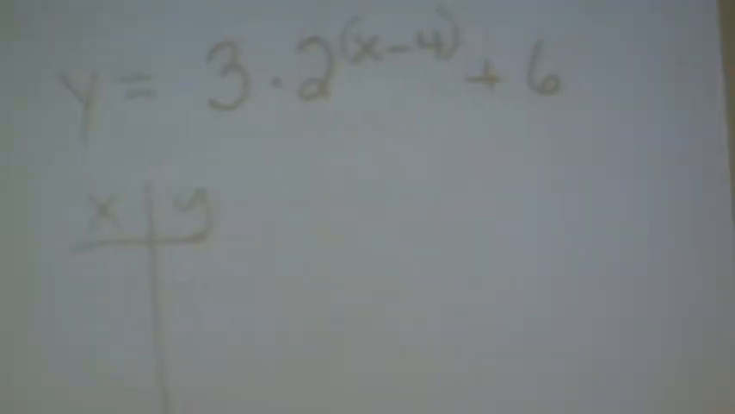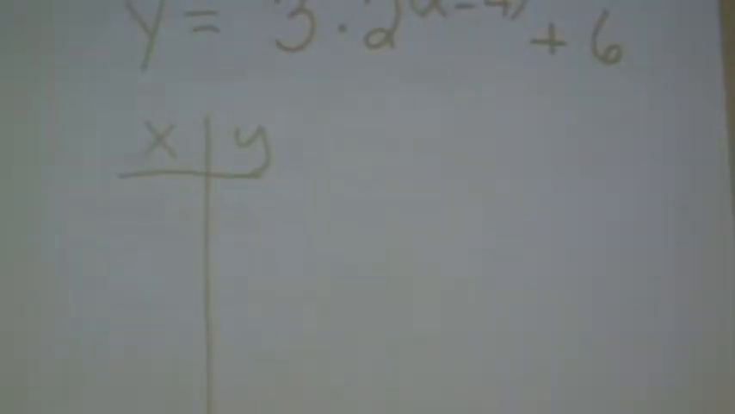So now, if I asked you to graph this problem, I would take my table of values, and I would add 4 to the x values. I'd multiply the y values by 3, and then add 6 to the y. And that's how you would graph it by hand. Let's do the next example.